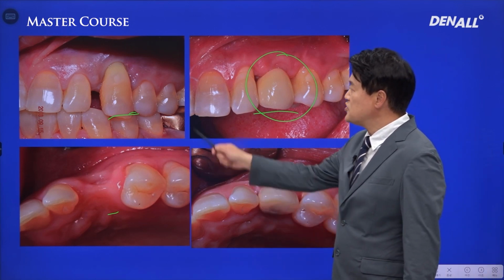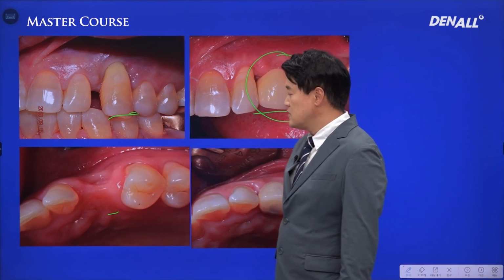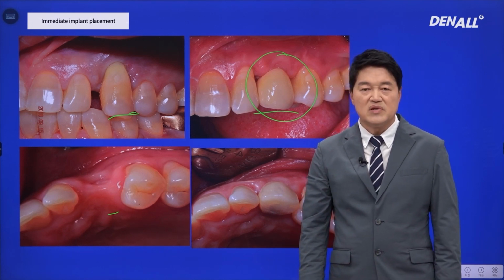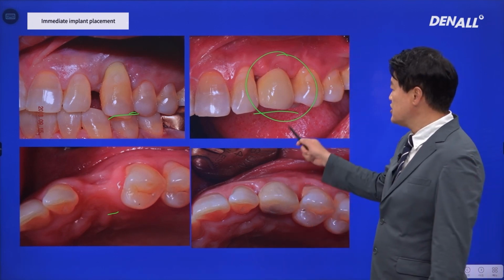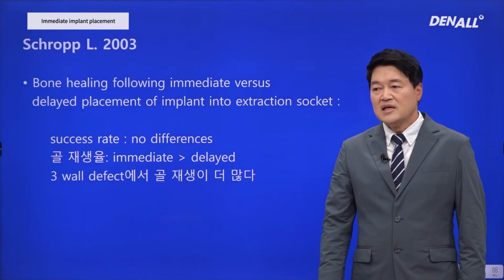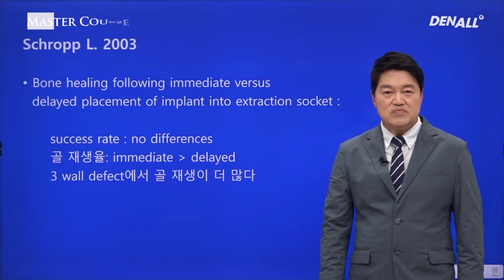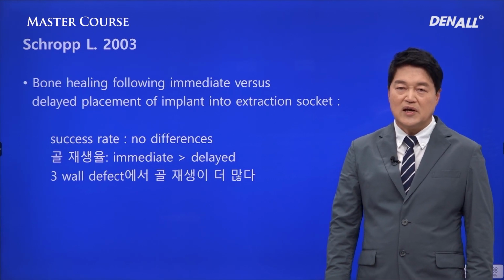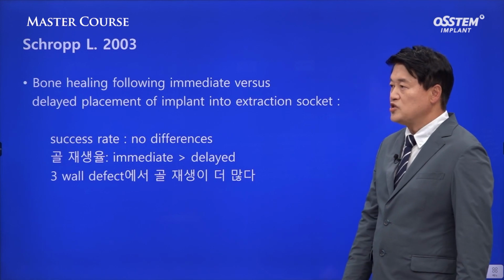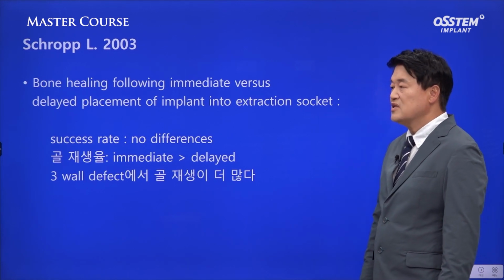As shown, on the buccal side, there was excessive gingival atrophy. Delayed implant placement should be done to gain aesthetic results. Let's look at a study on the success of immediate implant placement. Sirov et al. announced it in 2003.